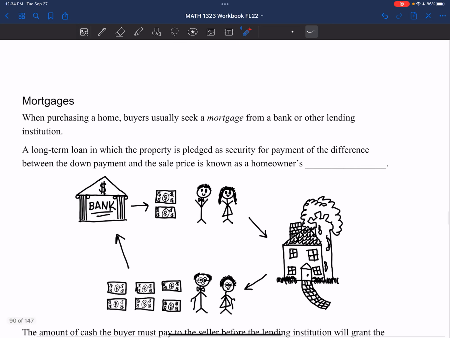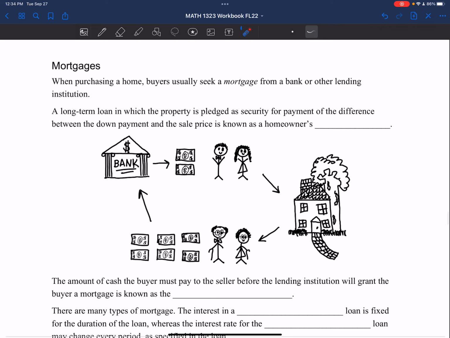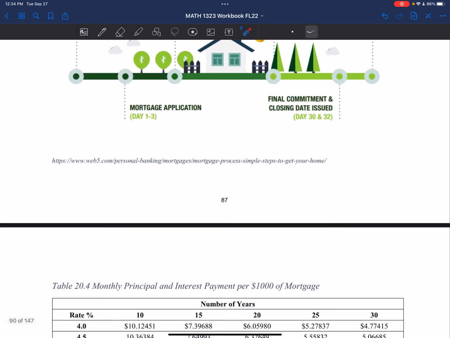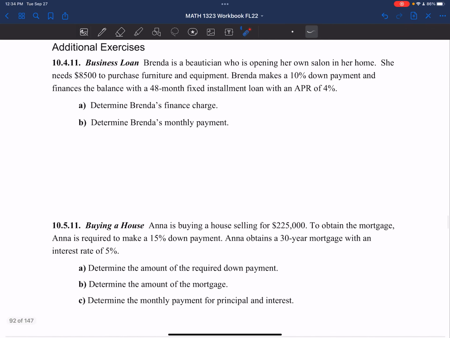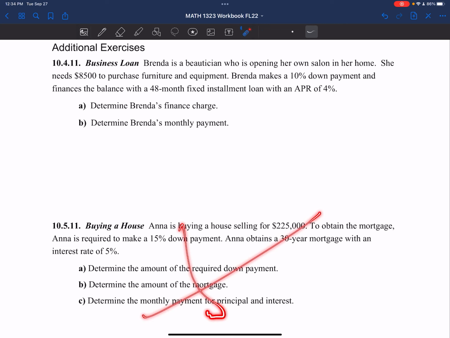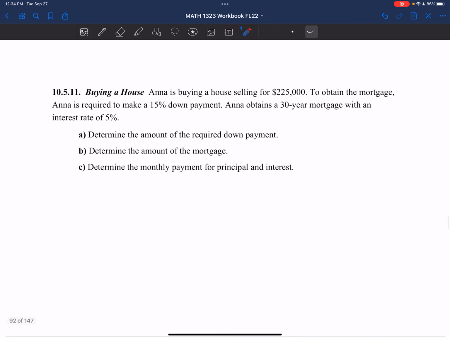Again, if you are maybe not 100% confident on what we just did, I'd recommend sliding down and trying this problem and this problem. I believe this is actually a typo. Actually, don't do the second one yet. That's the mortgage. Try the business loan one. We just have the 2 exercises.